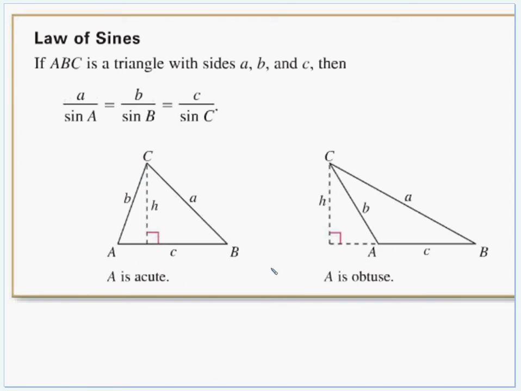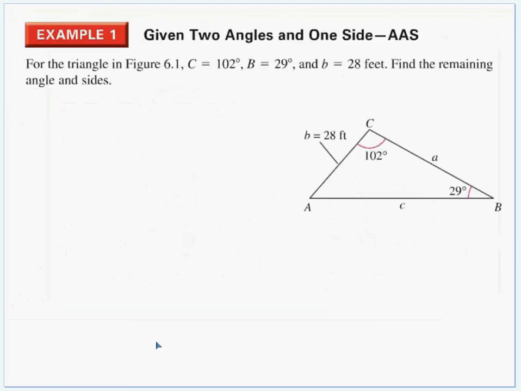And we see down here in some of these pictures, this works for acute or obtuse triangles. Remember, we are no longer now in the land of right triangles. 6.1, the law of sines, this is used to solve any triangle, not just right triangles. All right, let's take it for a test drive, see how it works. In example 1, we are given angle C is 102 degrees, angle B is 29 degrees, and side B is 28 feet long. They want us to find all other remaining angles and sides.